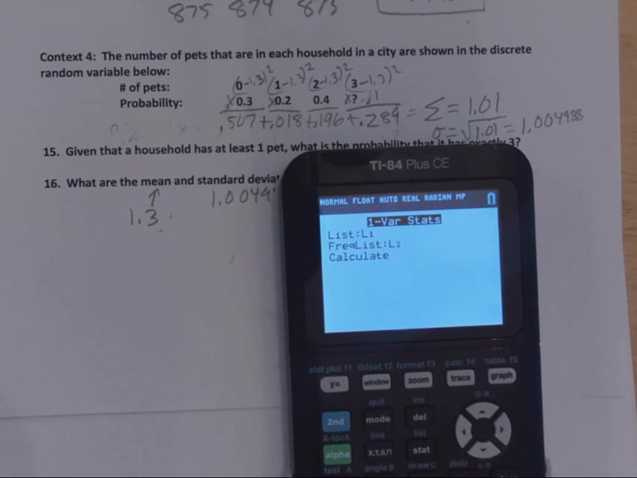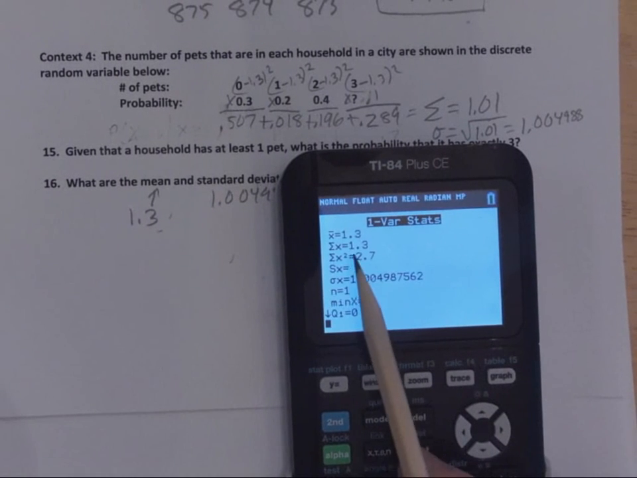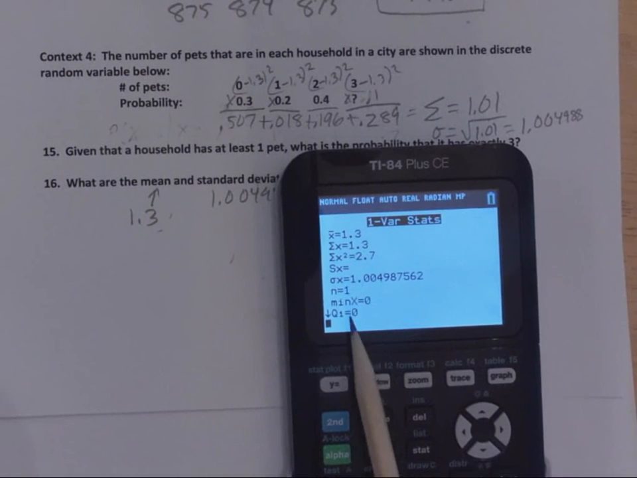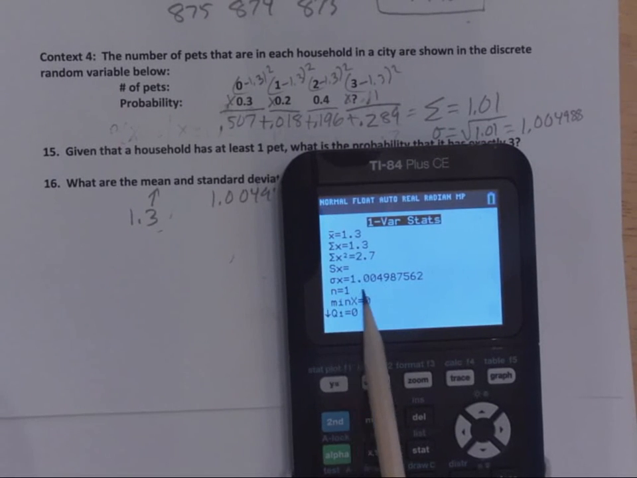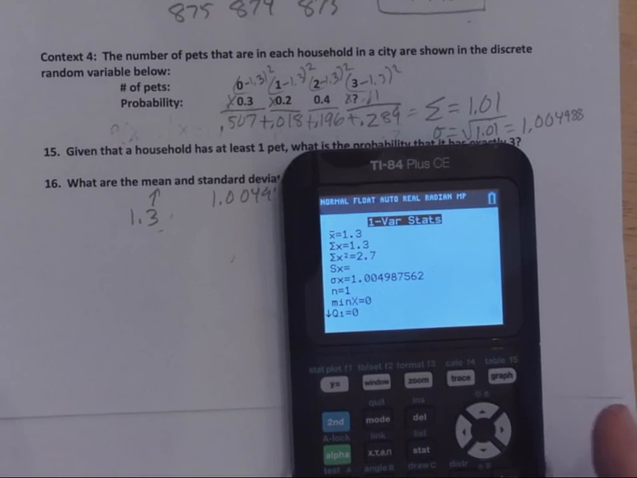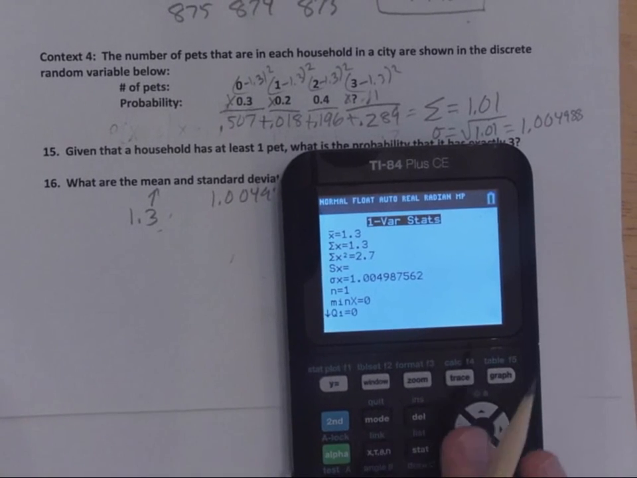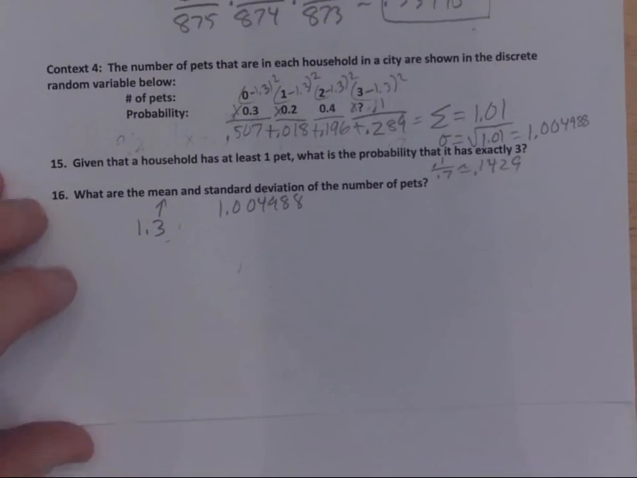Okay, so anyway, we go calculate, and our mean is x bar in this case, and then our standard deviation is sigma. And that's also the only time we're going to use that sigma on your calculator. So that's certainly the quick way of doing that. But anyway, not to belabor the point there, but maybe I did.